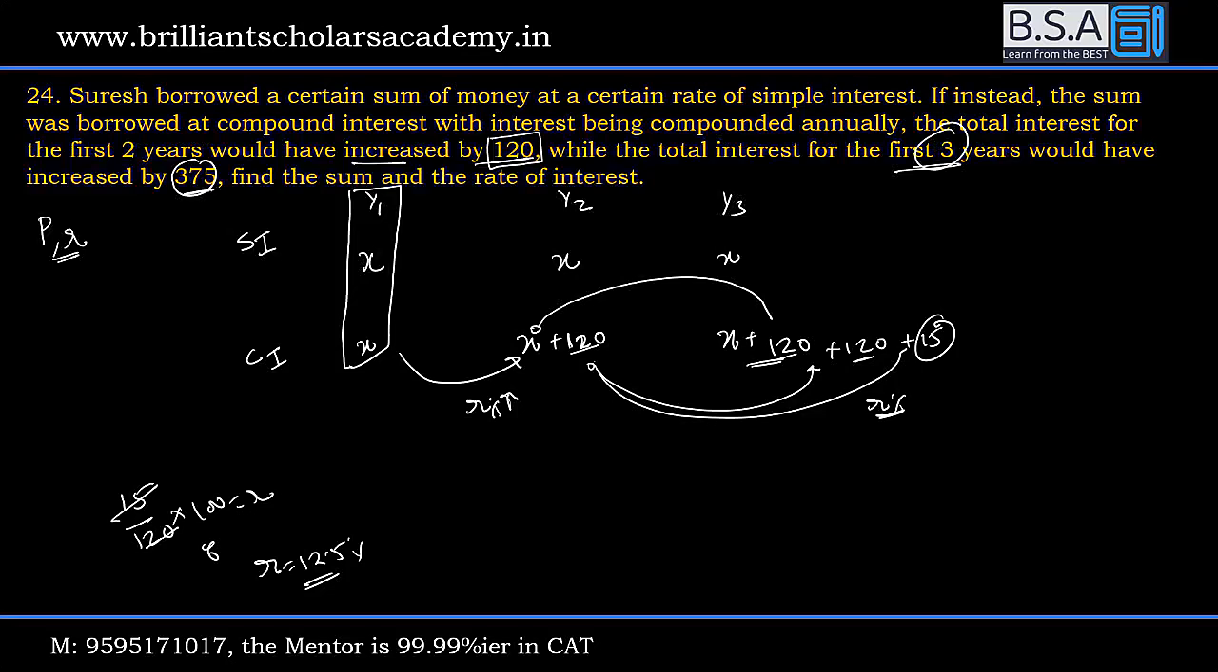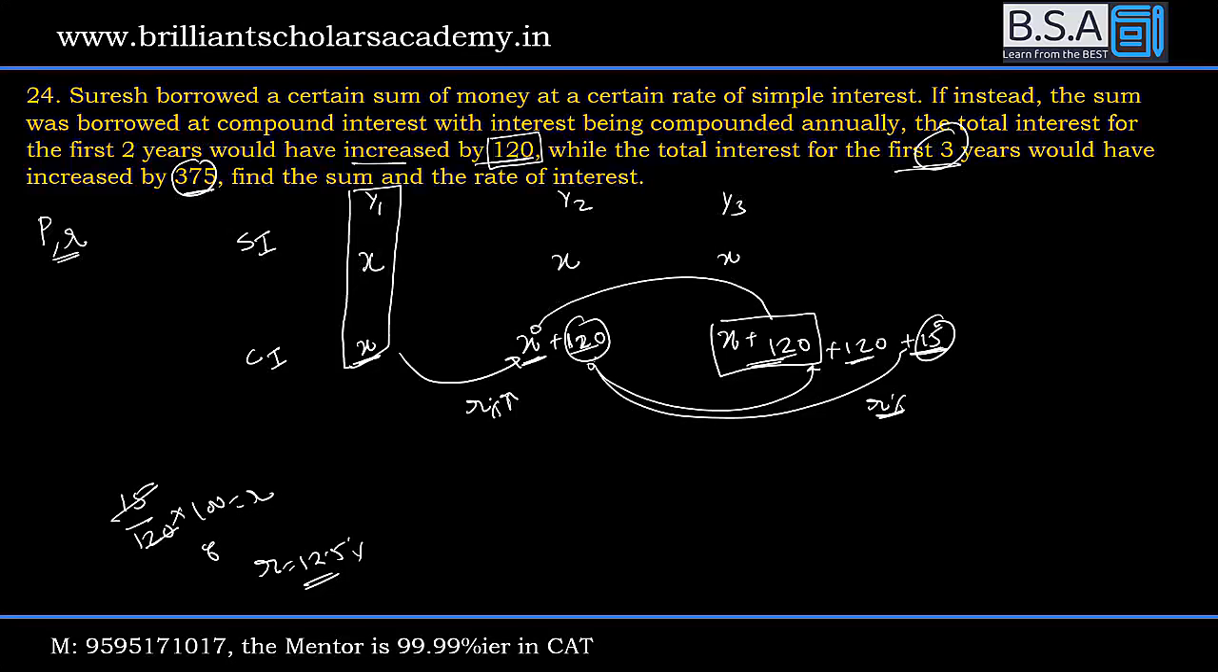X rupees will definitely give you 120. This X rupees is increasing by R percentage. This is R percentage of X. So this X rupees will again give you 120 extra. This 120 is already there. It will generate some percentage. So this is the R percentage. This is the approach without any formula, applying the internal working.